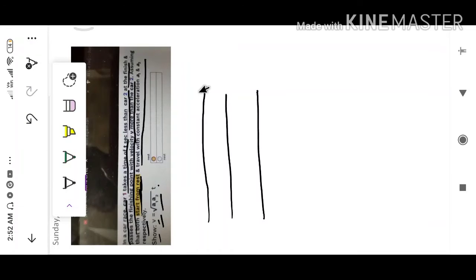Suppose this is the track of the car, and this is the finish line. This is car 1 and this is car 2, both starting from rest. So initially their initial velocity is 0.